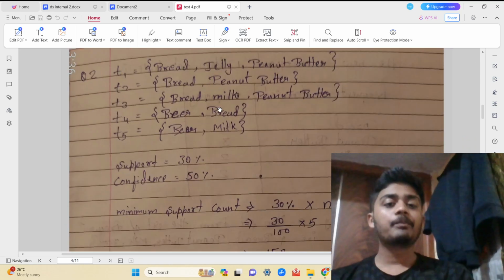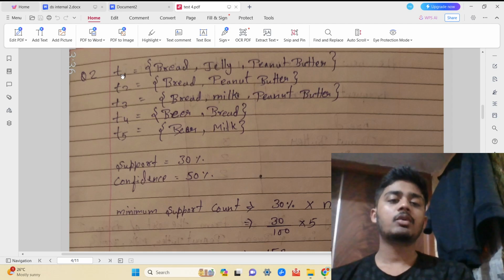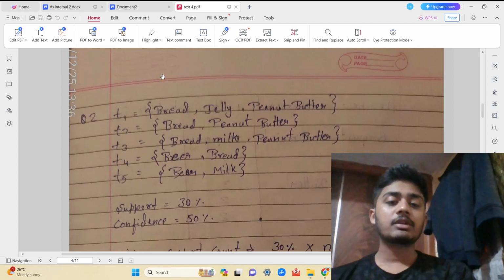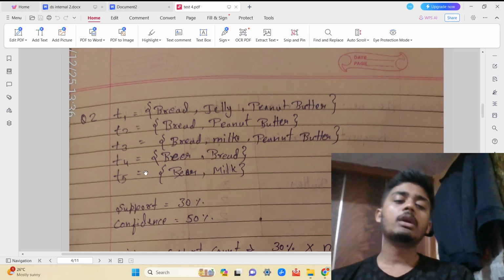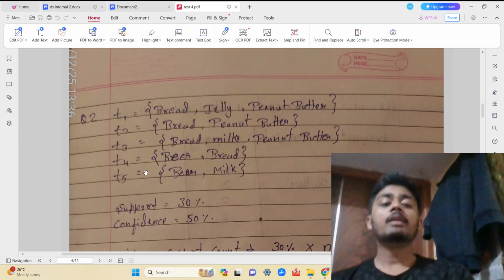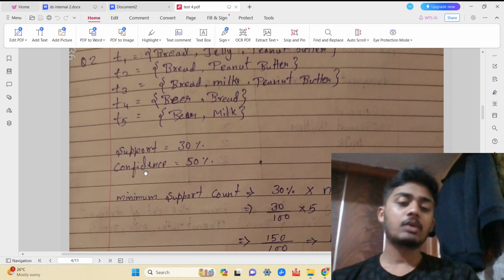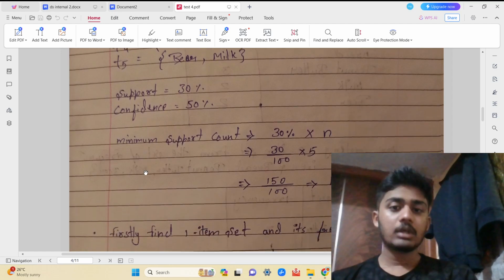Now here given transactions like T1, T2, T3, T4 and T5. Like in first transaction, bread, jelly, peanut butter were taken. In second transaction, bread, peanut butter were taken. In third, bread and butter were taken. And beer, bread and beer, milk were taken in T4 and T5 respectively. And the minimum support is given 30%, confidence is given 50%.